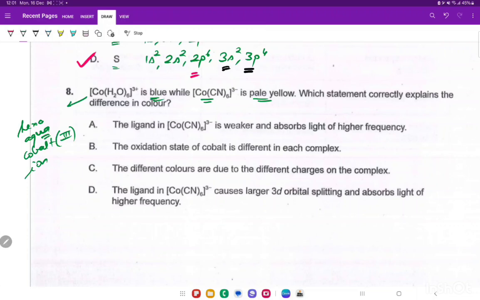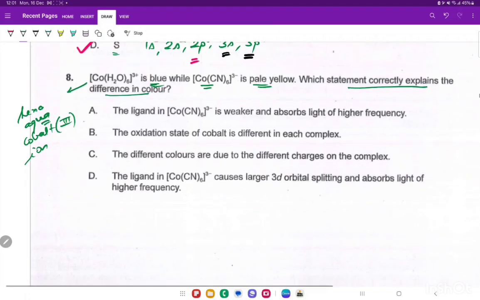I want this color only. One is blue in color, whereas the other is pale yellow. Which statement correctly explains the difference in color? Now these two have different colors. The reason is both have cobalt as the CMI, central metal ion, but the ligands are different. Water and cyanide are different ligands.